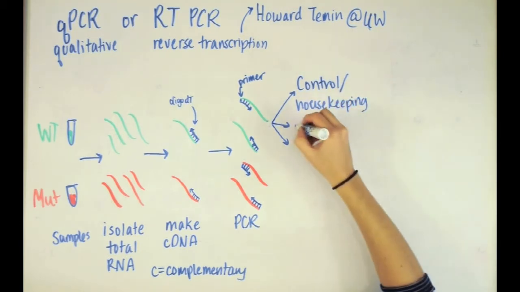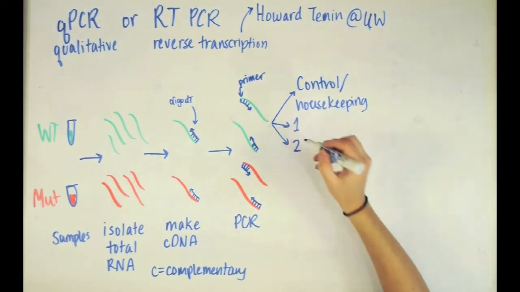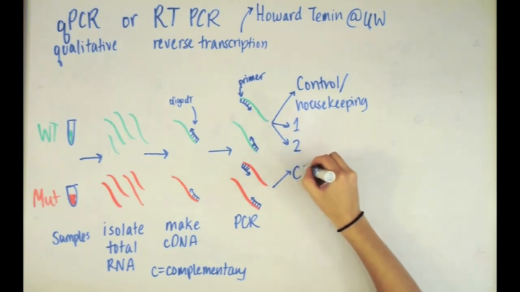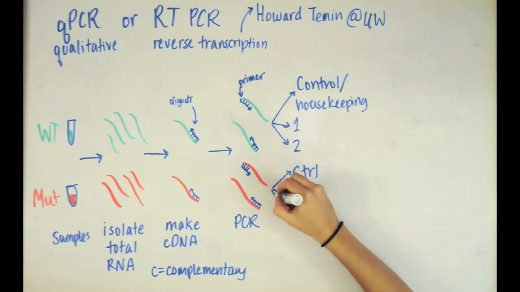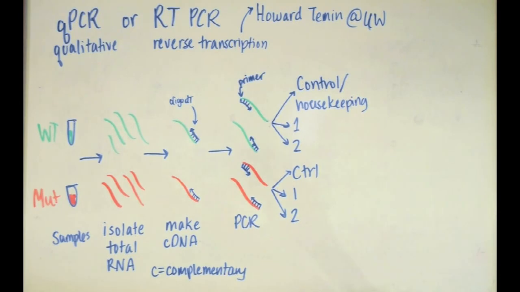With this relative method, the expression of our genes 1 and 2, which are our genes of interest, are normalized against a gene that shouldn't change under the experimental conditions, such as a housekeeping gene or a basic metabolic gene. Both samples are then normalized to the wild-type sample, which is acting as our control.